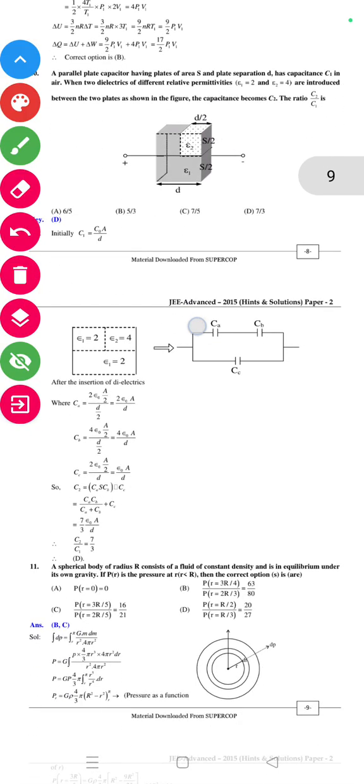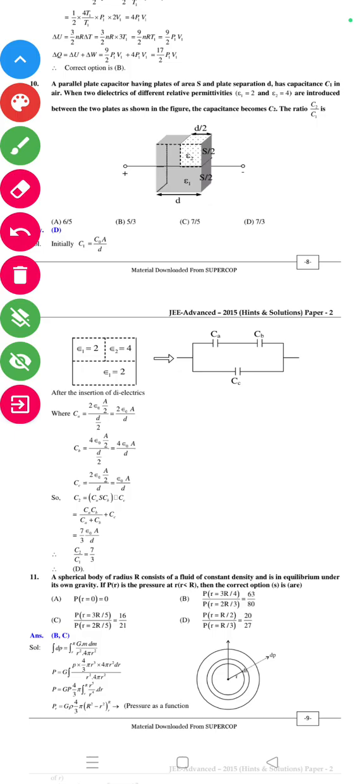अब इसका आगे फिर क्वेश्चन है कि a parallel plate capacitor having plates of area A and the plate separation d has the capacitance C1 in the air. When two dielectrics of different relative permittivity, E1 is equal to 2 and E2 is equal to 4, are introduced between the two plates as shown in the figure, the capacitance becomes C2. Then the ratio C2 by C1 is? Initially C1 is equal to E0 A by d. So after the insertion of the dielectrics, E1 is equal to 2, E2 is equal to 4 दिया हुआ, तो CA, CB, CC.